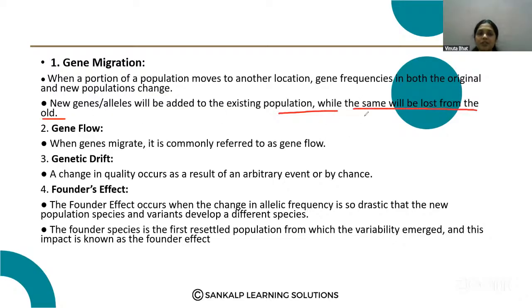For example, gene migration. So this is a particular area, area A. And this is area B.